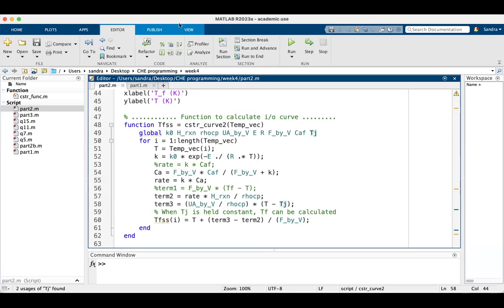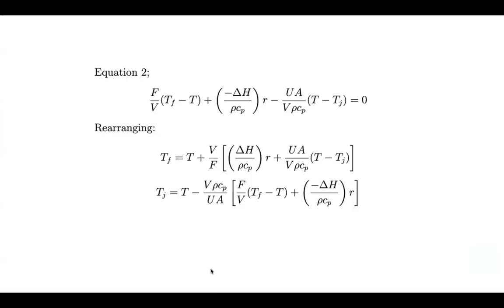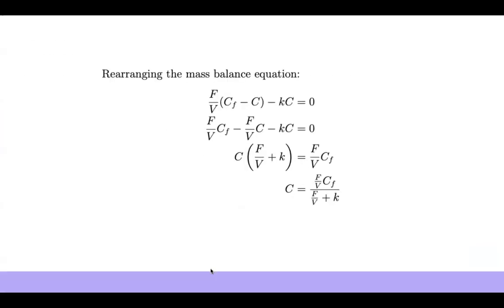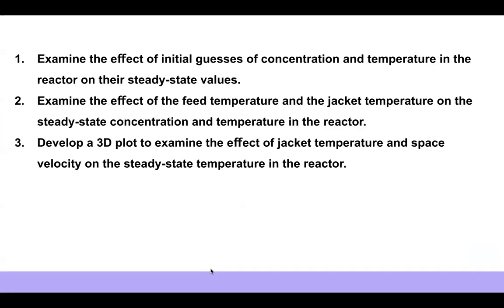Let me just confirm the question once again. Estimate the effect of feed temperature and jacket temperature on the steady state concentration and temperature in the reactor.